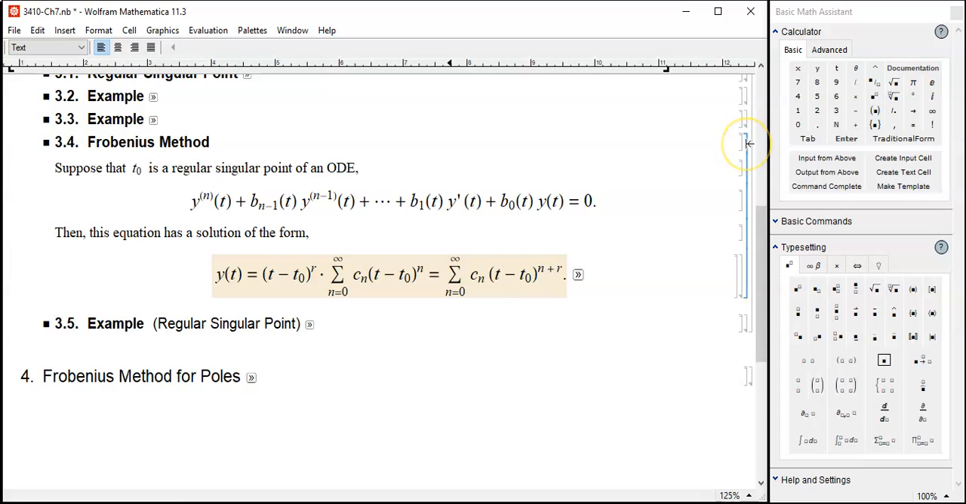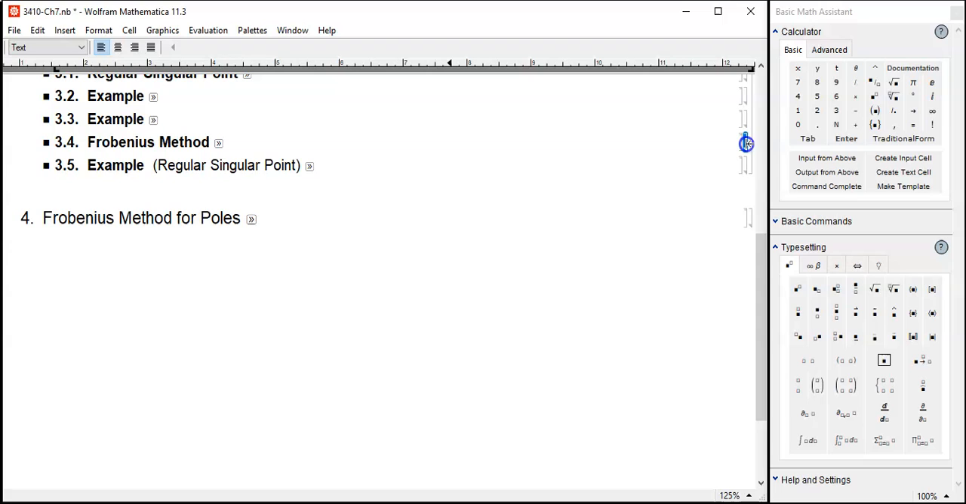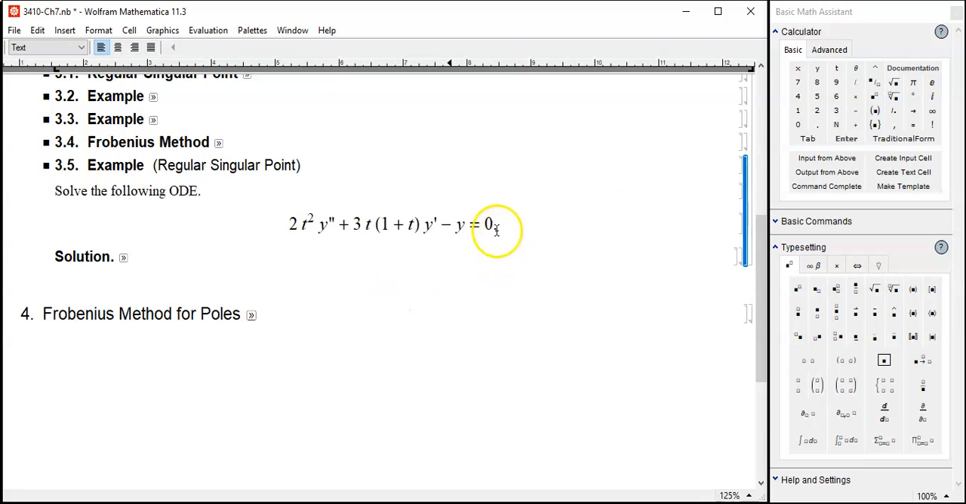I'm not so sure whether I can finish this long problem in a single video. Let's try as much as possible. Here's an example problem. And first, is this a regular singular point? Yes, it will be. Let's see. t equal to 0. We have second power, first power, 0 power with second derivative, first derivative, 0 derivative. We have it like that.